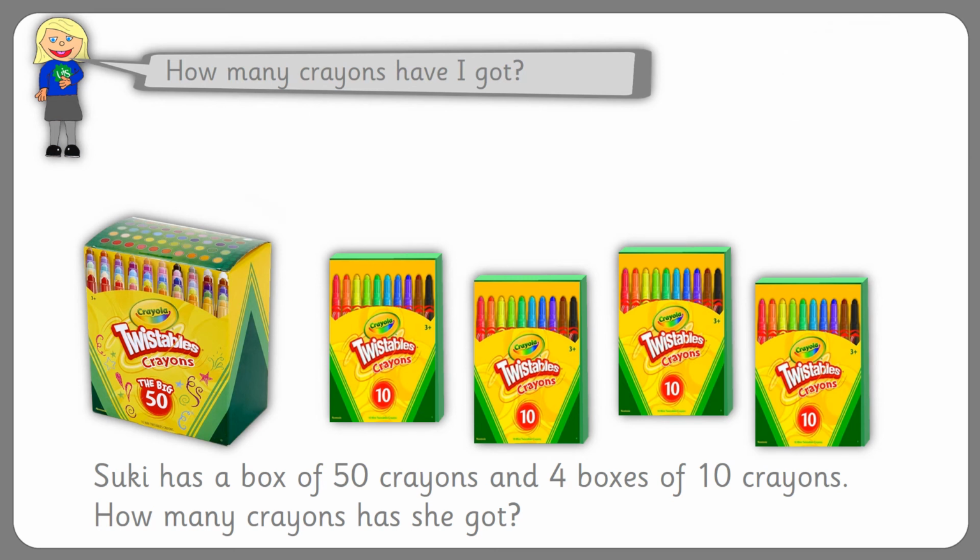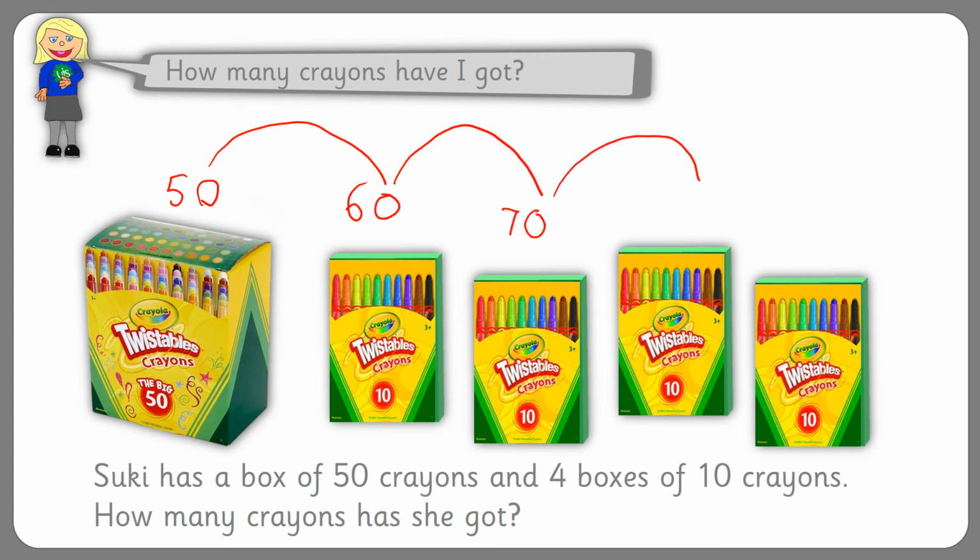Well, how did we get on? Well, let's see. So we've got 50 to begin with, so let's start counting at 50. We're going to count on in 10. So 50, add 10 is 60, and another 10 is 70, and then another 10 is 80, and finally another 10 is 90. So altogether, Suki has got 90 crayons. Thank you so much for helping Suki with her crayon problem.